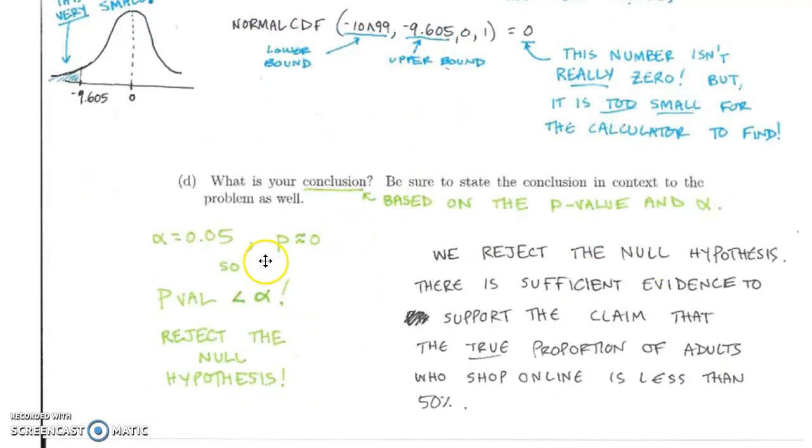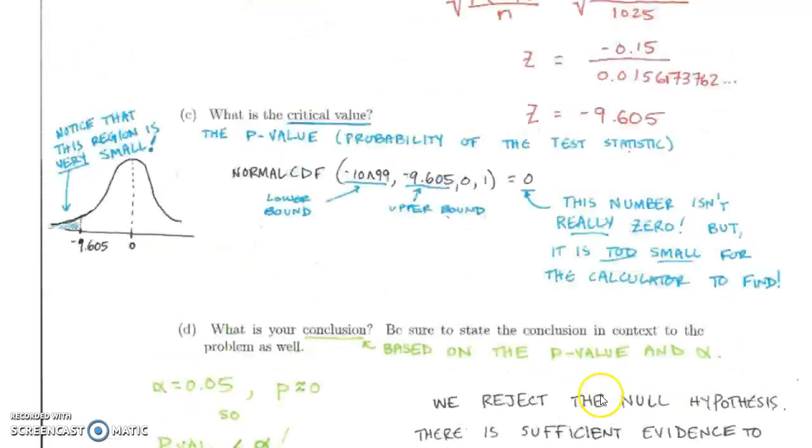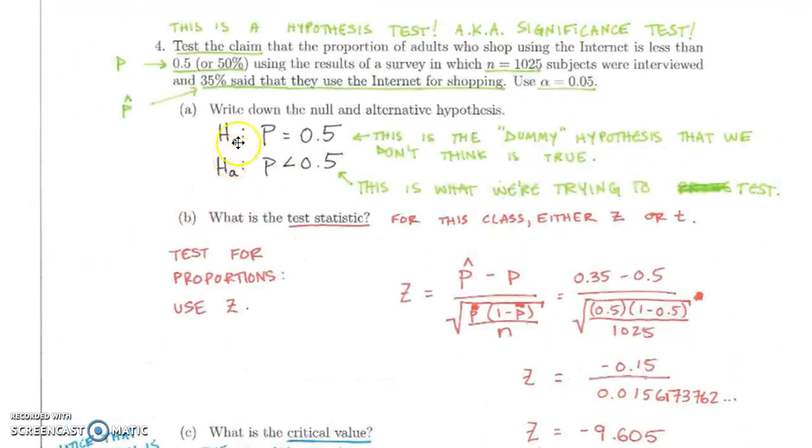All we have to do here is compare the p-value, which is the thing that we just found, which is approximately 0, to alpha, and alpha, as stated previously, is 0.05. If the p-value is smaller than alpha, we reject the null hypothesis. Anytime p-value is smaller than alpha, we reject. Rejecting the null hypothesis means there's sufficient evidence to support the claim that the true proportion is less than 50%. In other words, if we reject the null hypothesis, we're saying that we have enough evidence to say that the alternative hypothesis is probably true.